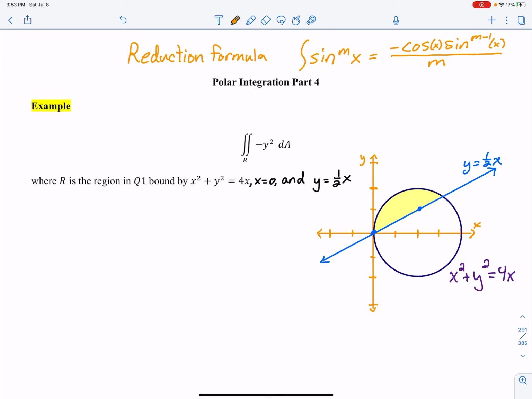So it says it's bound in Q1. Cool, we have that. It's also bound by x equals 0. That is our y-axis, straight up and down. So it's bound by that, Q1. And then we know what this is. That's just that blue line.